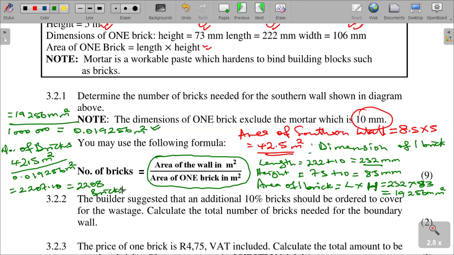It was a long question, class. You can see it was a long question. But anyway, that's how you work it.